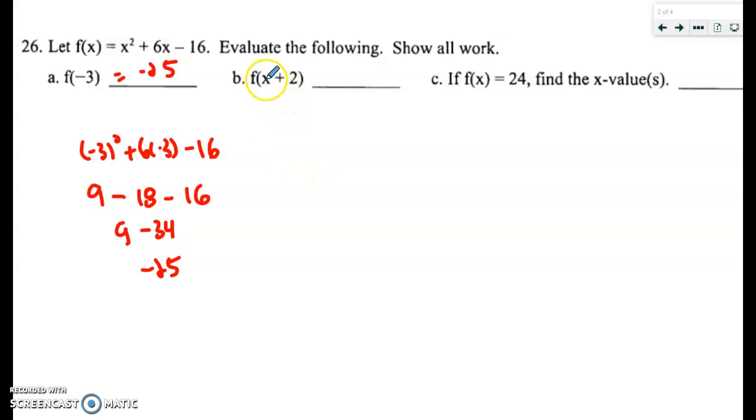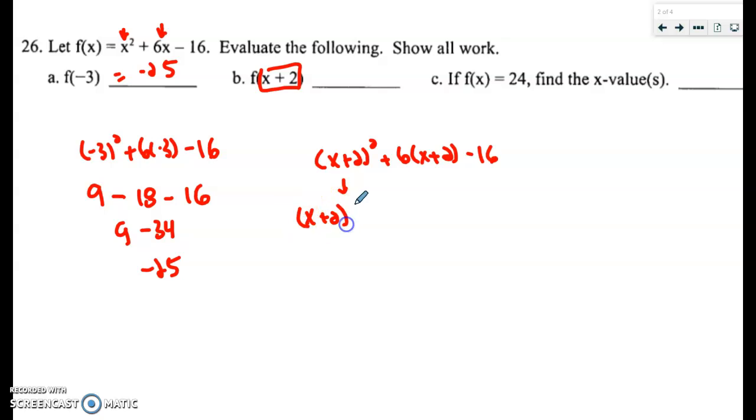Now, if I look at x plus 2, it is replacing every x value. So I'm doing x plus 2 squared. I'm inputting x plus 2 in place of x, and I'm going to input x plus 2 in place of the other x. And then I'm subtracting 16. Well, how do I do this? Well, it's x plus 2 times x plus 2.